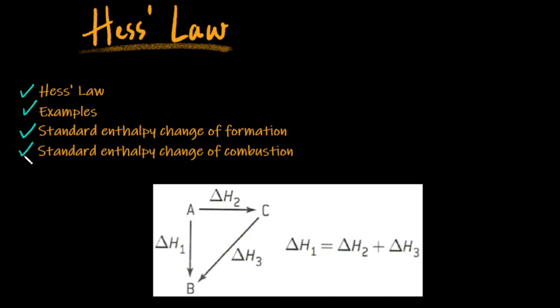So Hess's Law states that the enthalpy change for a reaction depends only on the difference between the enthalpy of the products and the enthalpy of the reactants. It is independent of the reaction pathway. So the enthalpy change going from A to B is the same whether the reaction proceeds directly to B or via an intermediate.